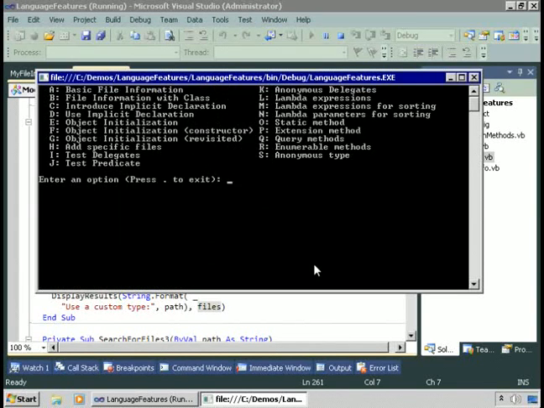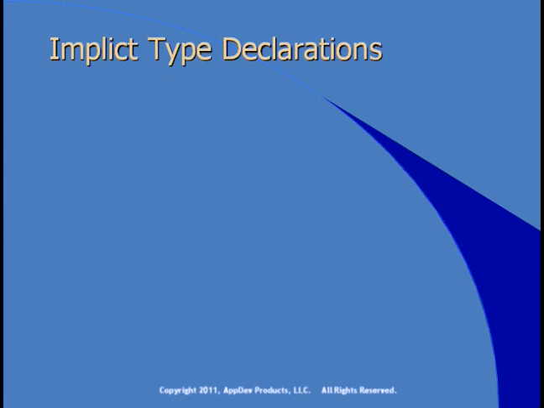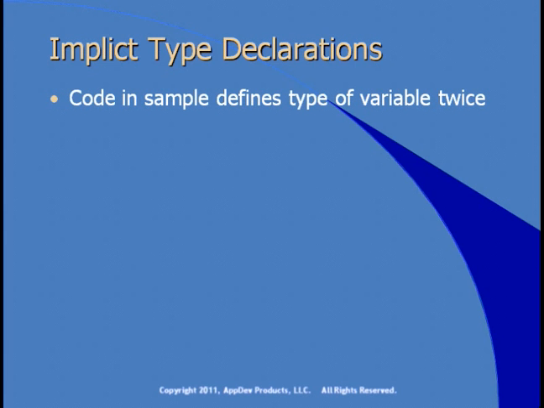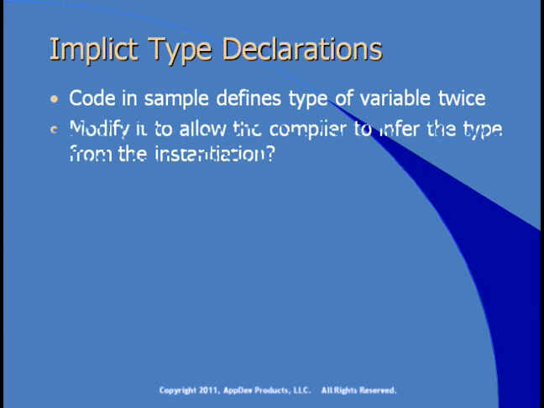So far, we haven't used any of the language extensions provided by LINQ. If you noticed, when we created the generic list of myFileInfo, the code in the sample defines the type of that variable twice. What if you want to modify it to allow the compiler to infer the type from the instantiation on the right-hand side of the equal sign? When you're writing LINQ and working with anonymous types, this is required. But in code like this, where we're not even using LINQ, it can still be a useful feature.